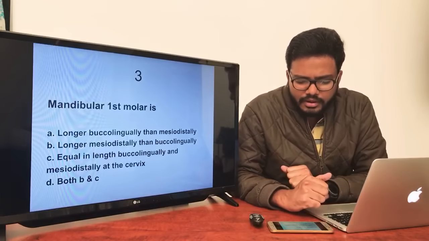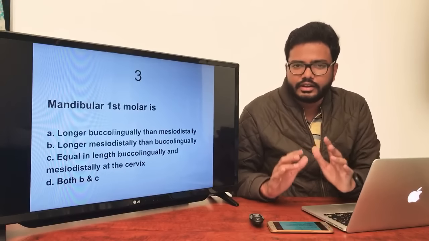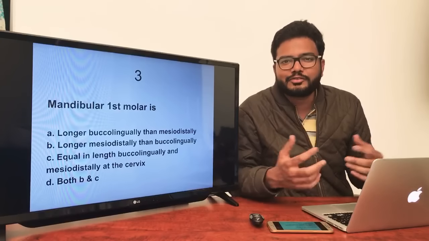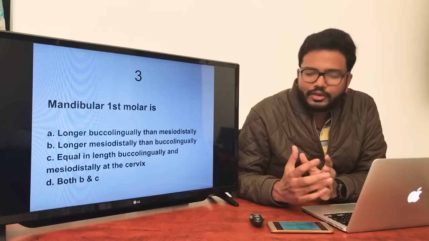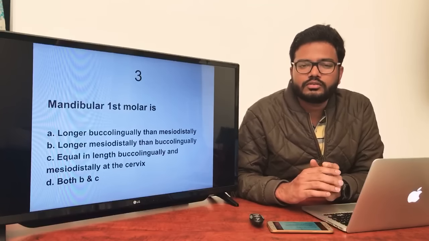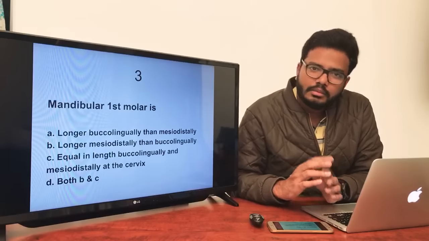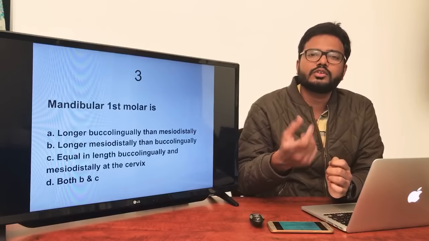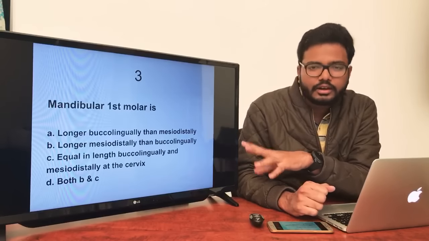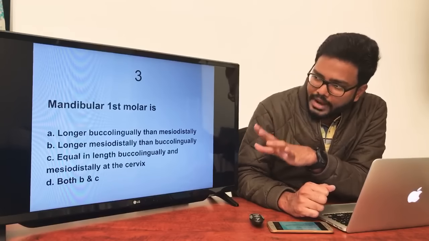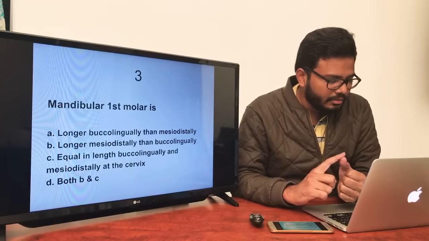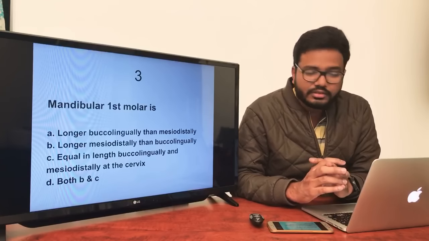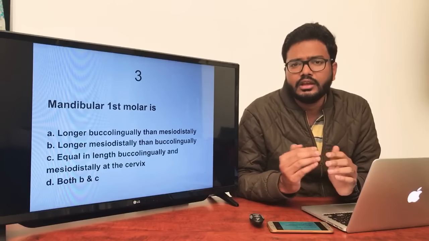And third question, mandibular first molar is. So this is definitely a difficult one because it's based on numericals, it's based on ability to retrieve from your memory. So you can expect these kind of questions as well. So for this reason, try to memorize all measurements, all dimensions of tooth, which is obviously very important, right? Even though they might not ask you the value as such, you can have a comparative approach in this format, right? So mandibular first molar is longer buccolingually than mesiodistally, longer mesiodistally than buccolingually, equal in length buccolingually and mesiodistally at the cervix. Option D, both B and C. So both B and C are right.